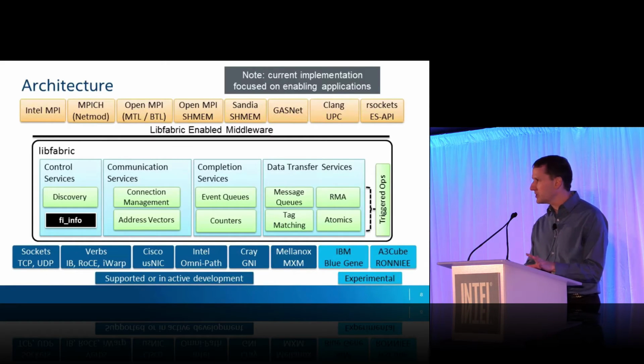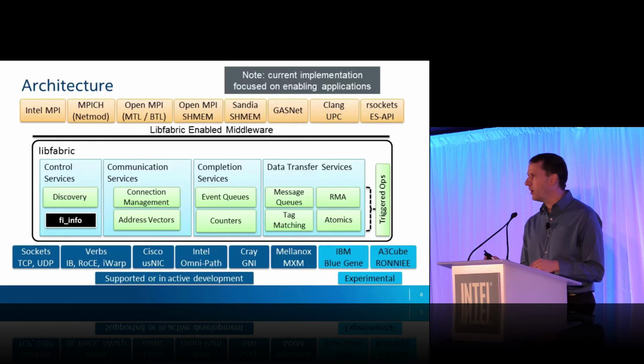Now for most applications, the obvious ones are these data transfer services. So we have one-sided and two-sided communications. So message queues to send and receive messages, similar to a FIFO. We have tag matching APIs, which work very well for MPI applications. We have one-sided RMA operations. We have full sets of atomics that map very well to MPI and to SHMEM.